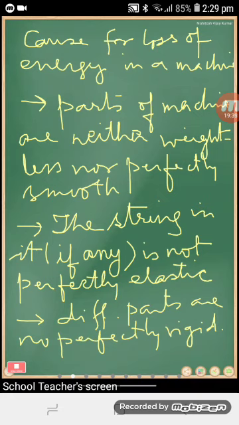Due to the friction, the different parts of the machine have to overcome this frictional force, and that is why whatever work is done on the machine, that is the work input, some amount of work is utilized to overcome these frictional forces. In certain cases, you will find that the major portion of the work input is utilized to overcome these frictional forces. As a result, the efficiency of the machine decreases.